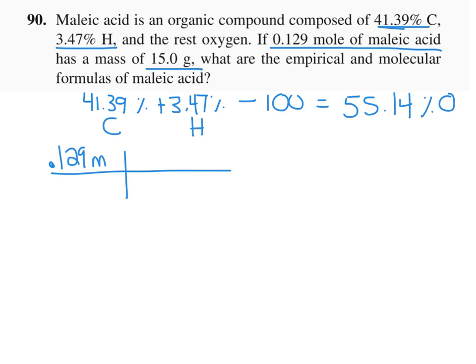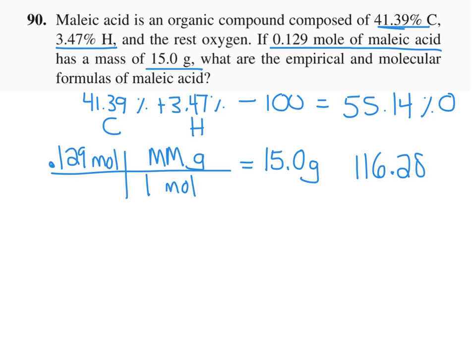And so you're going to do 0.129 moles, and we know in 1 mole you have the molar mass in grams, but we are not given that, so we're kind of working backwards, and we know the final answer is 15. So you can do the math and you find out that the missing molar mass is 116.28 grams per mole. So that's something we're going to need in a little bit.